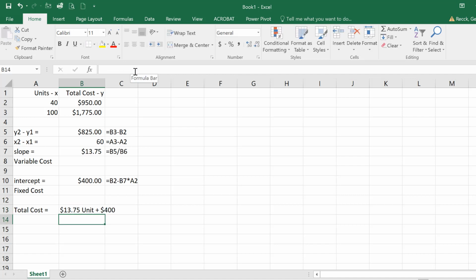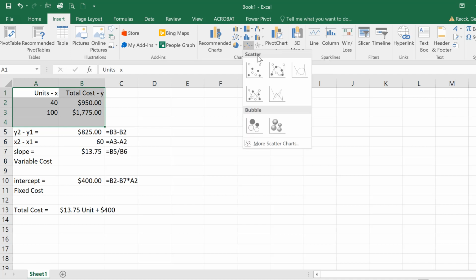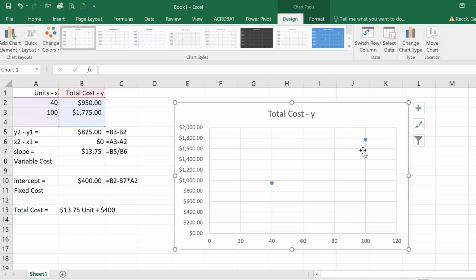Now, if you thought that was a lot of work, let's try the following. Let's highlight the units and the total cost from A1 to B4. We need an extra row here. And then what I'm going to do with that, I am going to go to Insert, just a simple scatter plot. I'm just going to click right on it. Notice how it gives me my total cost Y as a function of X.